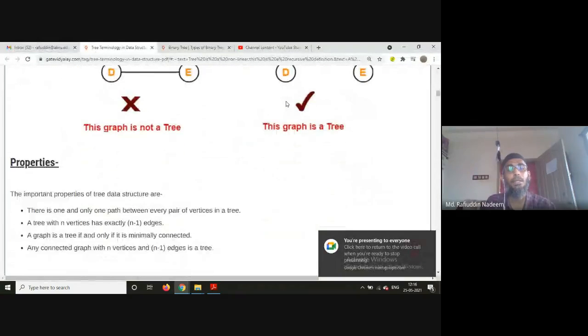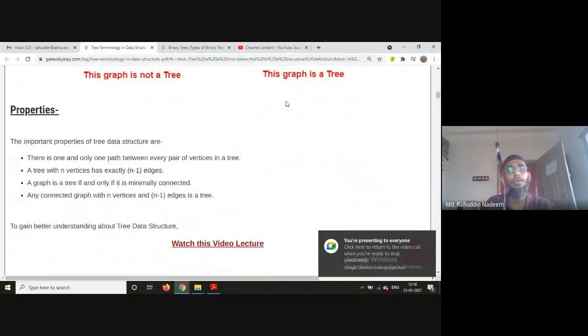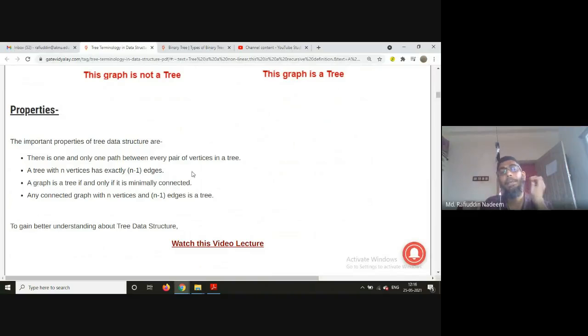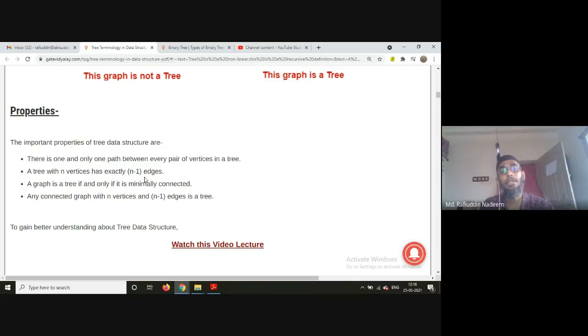The properties of a tree: there is only one and only one path between every pair of vertices in a tree. The next is, a tree with n vertices has exactly n minus 1 edges. A tree with n vertices will have exactly n minus 1 edges.